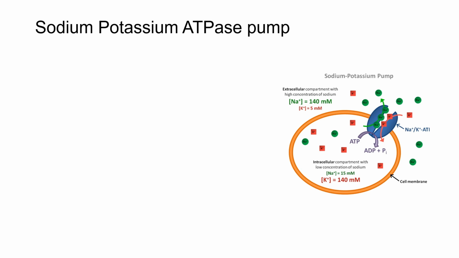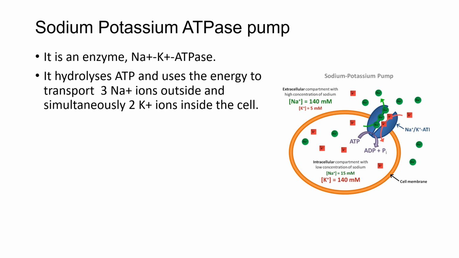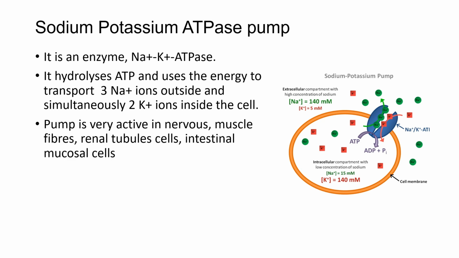Now, if you want the cell to survive, then you have to move this sodium out of the cell. That is done by a very important pump, the sodium potassium ATPase pump. This pump is an enzyme which hydrolyzes ATP and uses this energy to transport 3 sodium ions outside the cell. Simultaneously, 2 potassium ions are moved into the cell. This pump is very active in nervous tissue, muscle fibers, renal tubule cells, and intestinal mucosal cells.